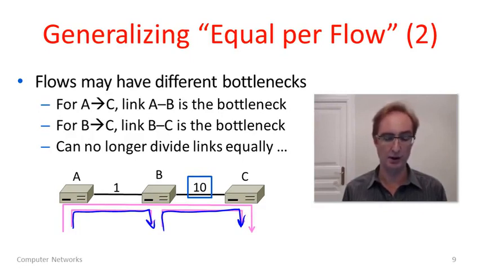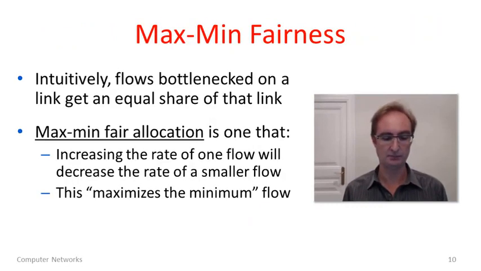It limits the flow to 1 unit of capacity. For BC, it only goes over one link, so that's the bottleneck link. But that link limits the capacity to 10 units. So it's different. It's a different place in the network, and it's a different amount of capacity we have at the bottleneck link. So it's no longer possible to have a very simple picture where we evenly divide the bottleneck resources amongst flows. We need to do something a little more general than that.